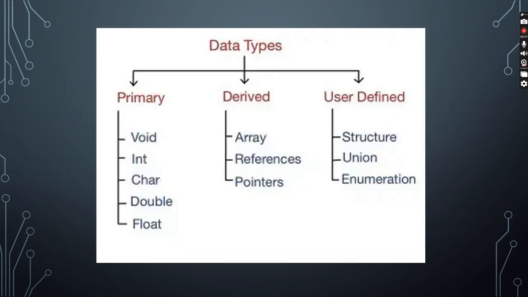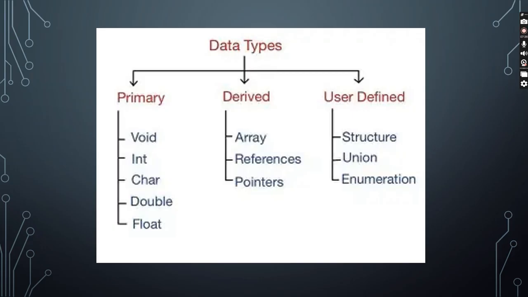Data types. We have mostly three types of data types in C language. First, primary. In primary data types, we have mostly five types. One is void, int, char, double, float. Int means integer. Integer values are like one, two, three. Char means characters. Double and float mean decimal values.